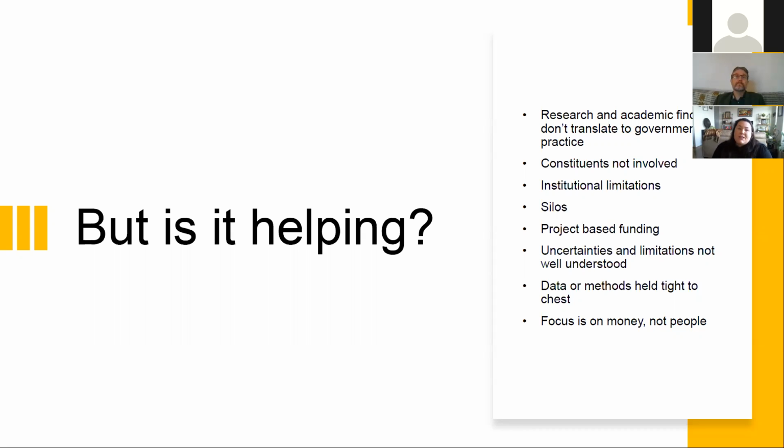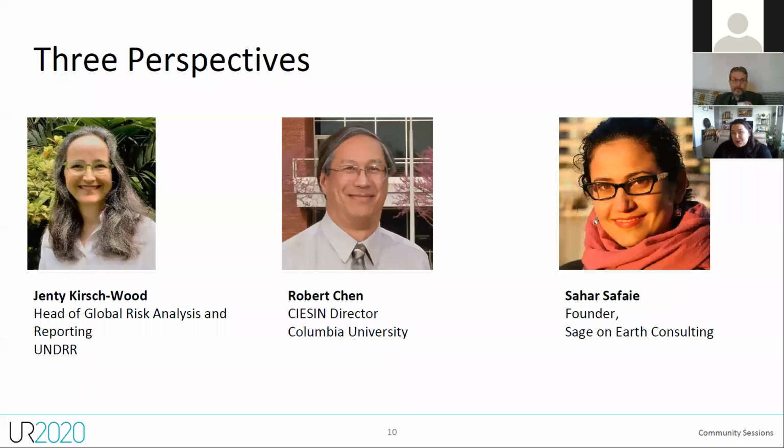Despite all of these challenges, I think that there is a way forward. And so I'd like to turn now to the three invited speakers that we have who will present their perspectives on this effort. Our first speaker will be Dr. Bob Chen, who is the Director of Season at Columbia University's Earth Institute. After Bob, we will hear from Jenty Kirschwood, who is the head of Global Risk Analysis and Reporting for the UN Office for Disaster Risk Reduction. And last but not least, we'll hear from Sahar Safi, who is the founder of Sage on Earth Consulting. So let's turn it over to Bob.